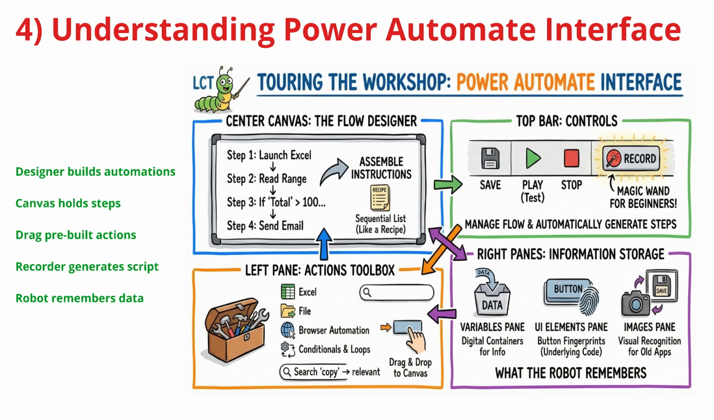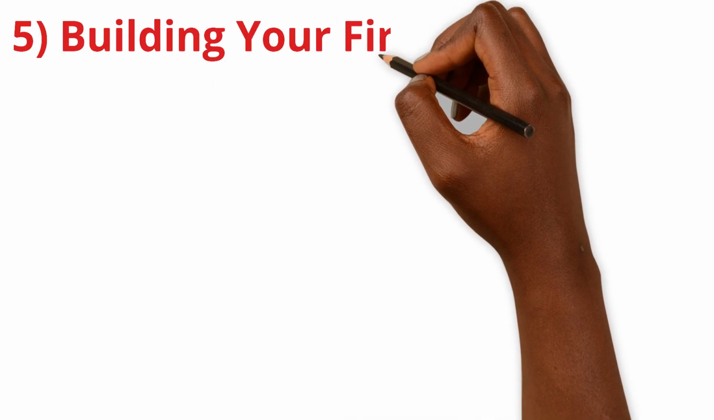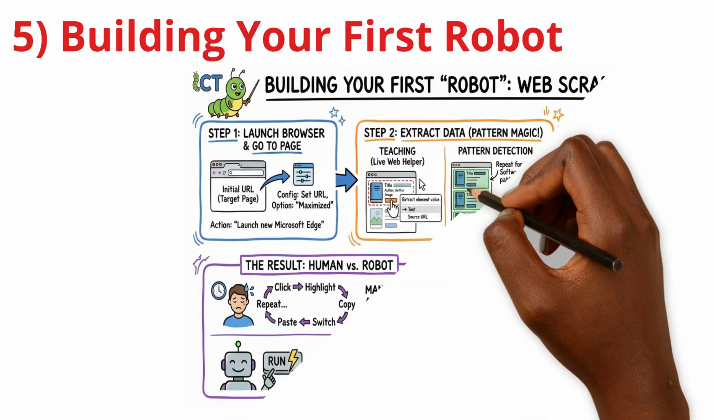Crucially, this bar features the Record button, a magic wand for beginners that automatically generates steps in the canvas as you perform tasks manually. Finally, on the right side are panes that store what the robot needs to remember: variables for holding digital information, UI elements for recognizing the underlying code of buttons, and images for visually identifying elements in older applications.